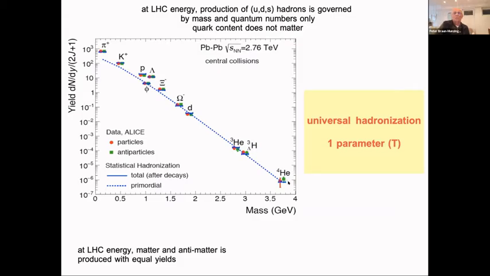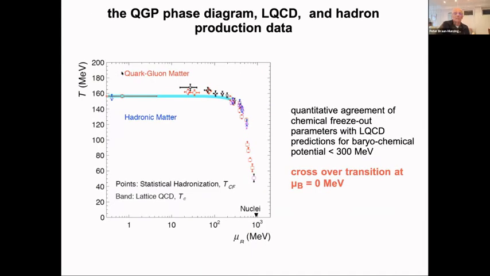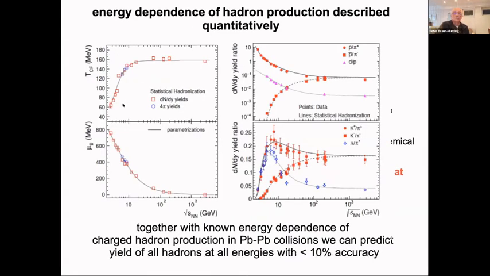Now, the energy dependence, of course, we could also understand in detail, and you see here from plotting the baryochemical potential and the temperature versus energy. Each data point here is taken by a collaboration, so typically a few hundred people working for 2 years. So this is the data point at the LHC. These are RHIC data points. These are SPS data points, and these are AGS data points.